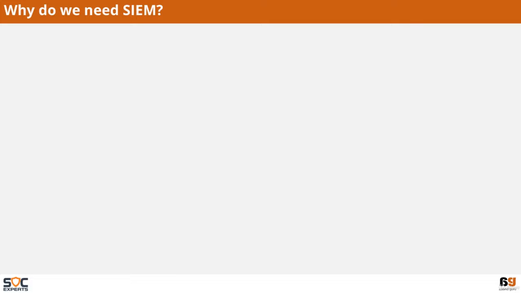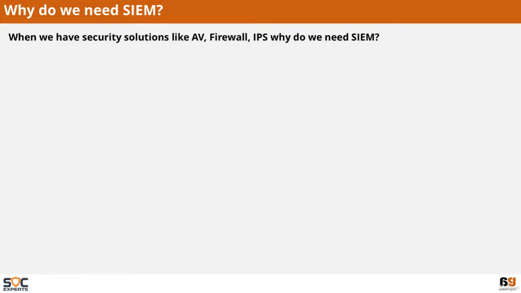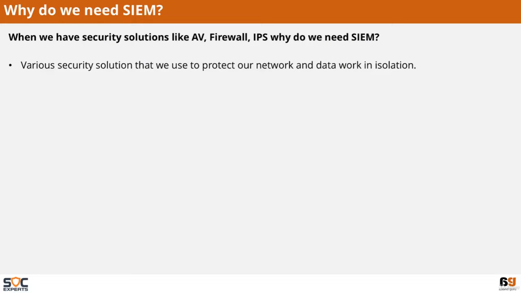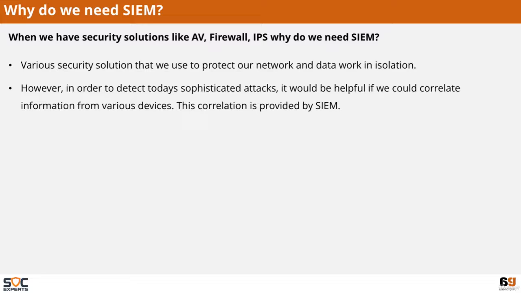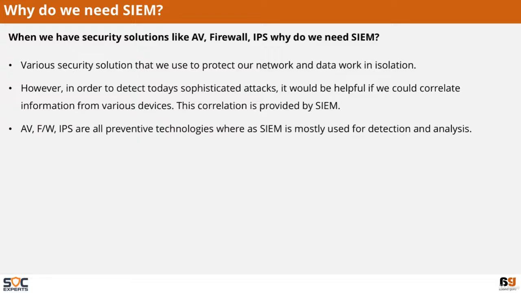Why do we need SIM? The same question can be asked as, when we have security solutions like antivirus, firewall, IPS, why do we need SIM? Various security solutions that we use to protect our network and data work in isolation. However, in order to detect today's sophisticated attacks, it would be helpful if we could correlate information from various devices. This correlation is provided by SIM. Antivirus, firewall, IPS are all preventive technologies, whereas SIM is mostly used for detection and analysis.